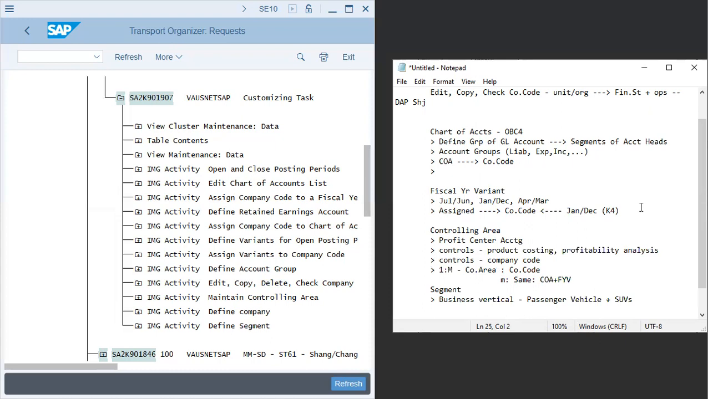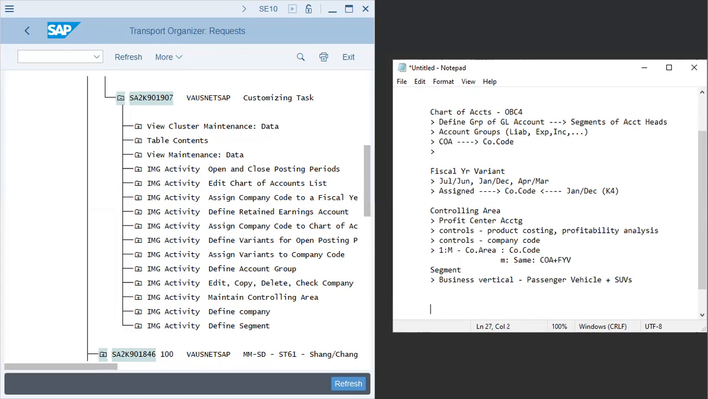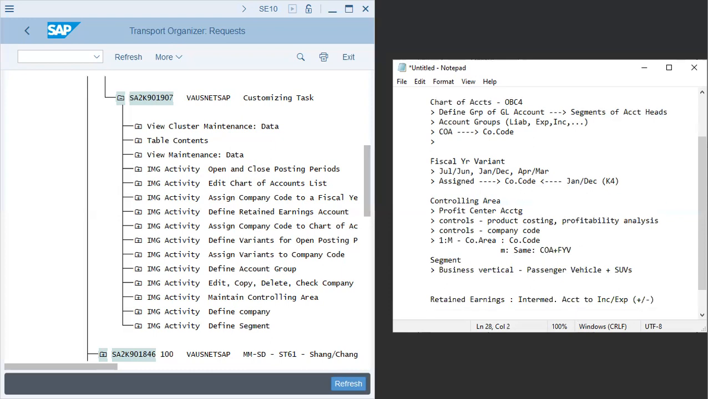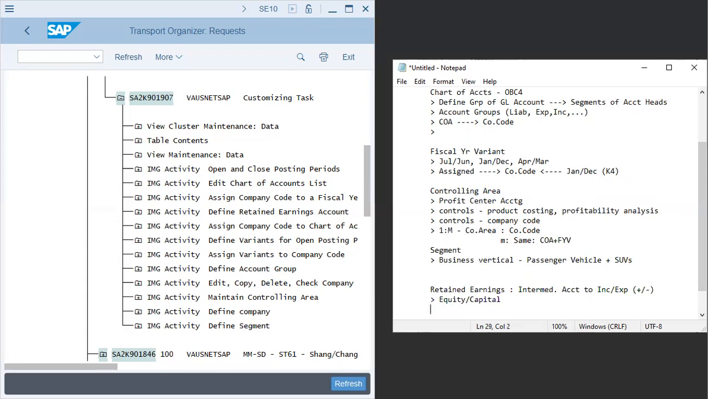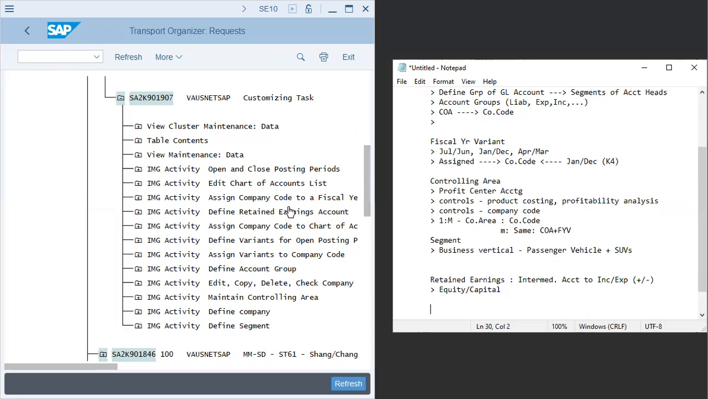Okay. Retained earnings account. Retained earnings account is nothing but an intermediary account to collect all income and expenses. Okay. So difference is either profit or loss, which is then clubbed with equity capital. Okay. That is retained earnings.